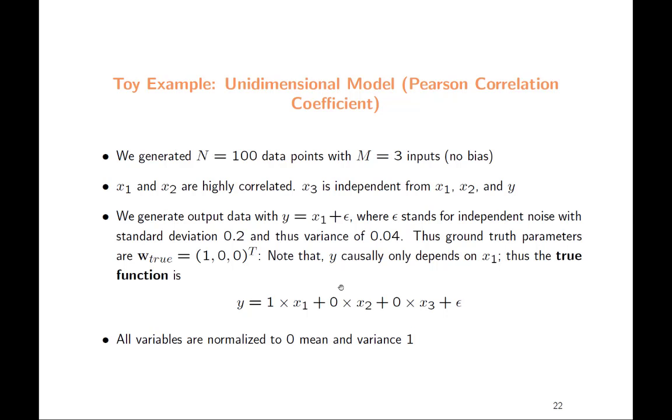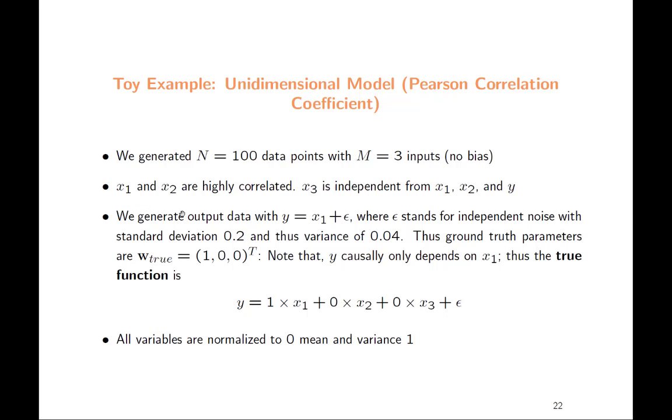Now I have a toy example to demonstrate some of the nice facts about regression models, and it probably generalizes to many multi-dimensional models. Okay, so we generated n data points with 3 inputs, so no bias, to make life a little bit simpler. X1 and X2 are highly correlated, so they are almost always the same, and X3 is independent from X1 and X2 and also Y. So x3 really has nothing to do with the whole problem.